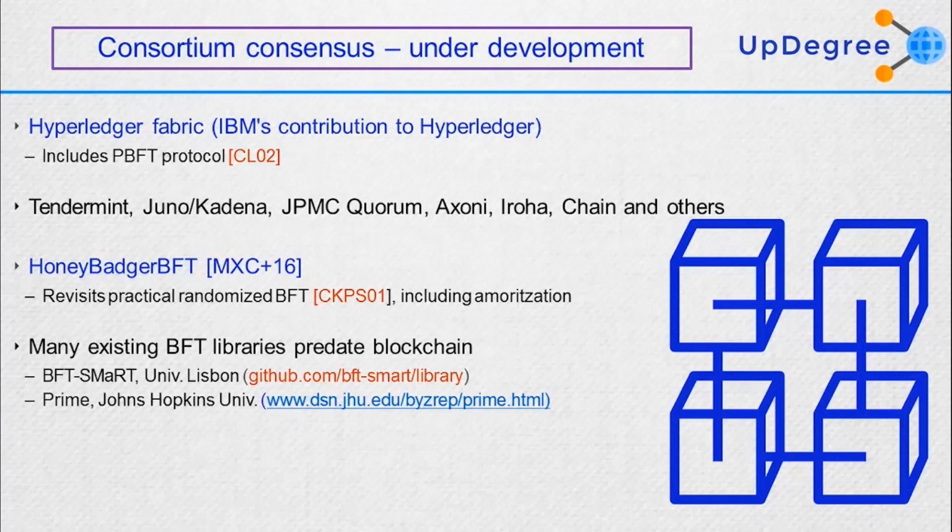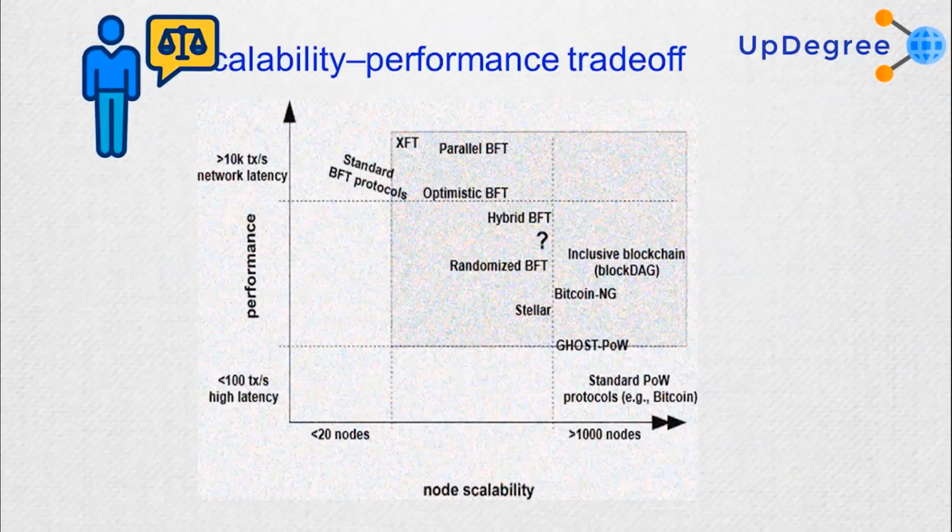Some of them are coming with use cases. Then you have Honey Badger BFT. That's again not much use cases with that, but you see some other examples like from Lisbon and Johns Hopkins University. So these are some of the consortium consensus under development. So you see, it's a kind of a matrix, greater than 20 nodes on the x-axis and greater than 1000 nodes, and you also see performance.